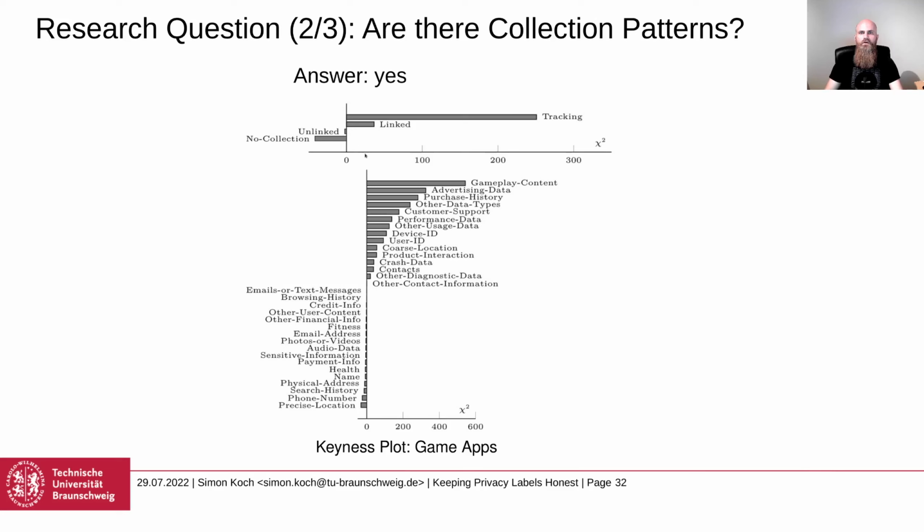If we had a look at the data types that are collected by game apps, you can see that gameplay content is the leading data type, which is not really surprising considering we're looking at gaming apps. However, the next two, advertising data and purchase history, are somewhat surprising but do fit the stereotype of game apps.